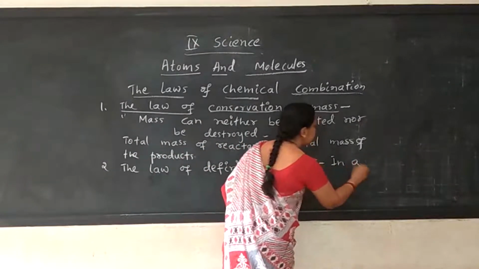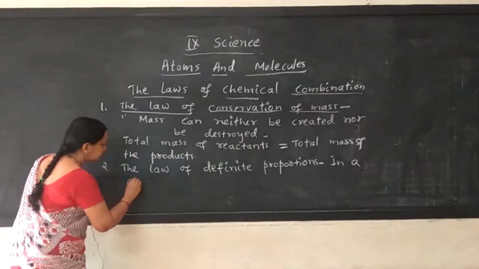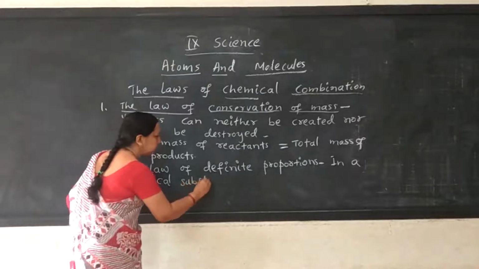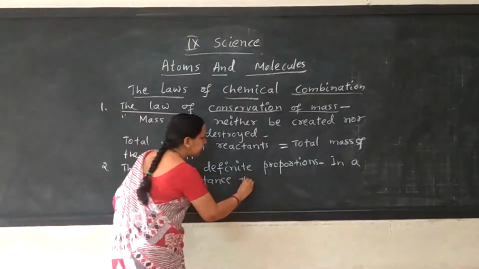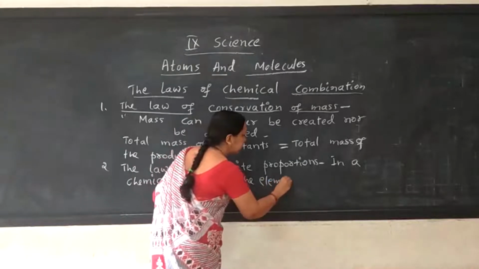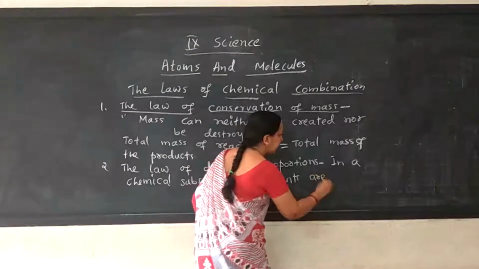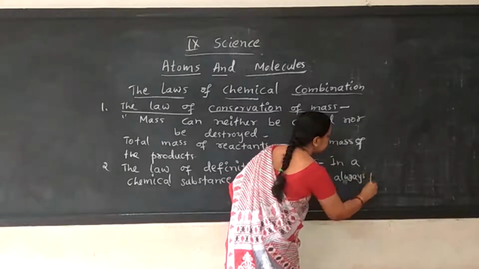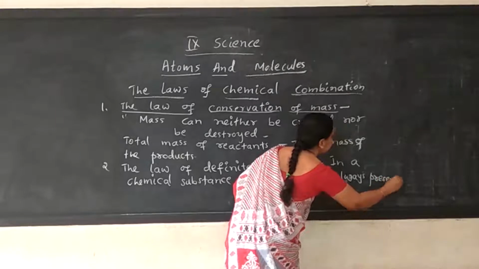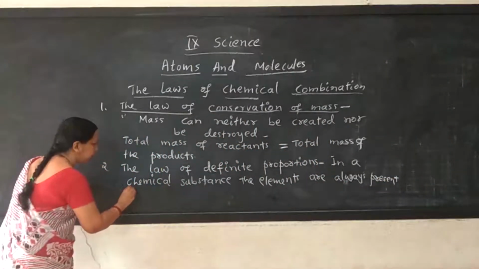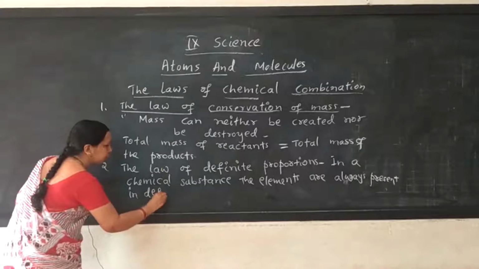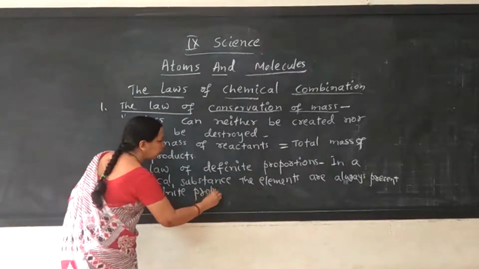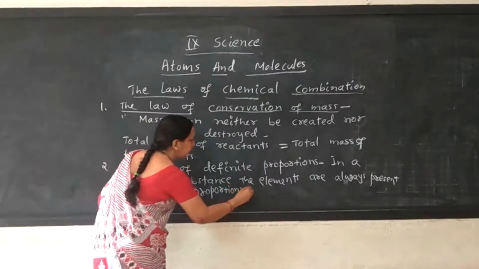In a chemical substance, what does the law state? In a chemical substance, the elements are always present in a definite proportion by mass.